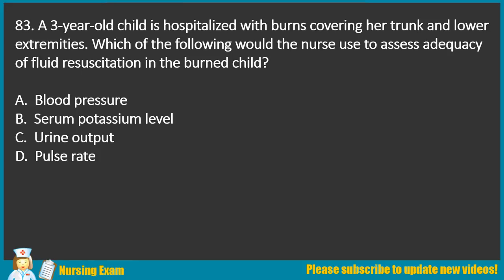Question 83. A 3-year-old child is hospitalized with burns covering her trunk and lower extremities. Which of the following would the nurse use to assess adequacy of fluid resuscitation in the burned child? A. Blood pressure. B. Serum potassium level. C. Urine output. D. Pulse rate.